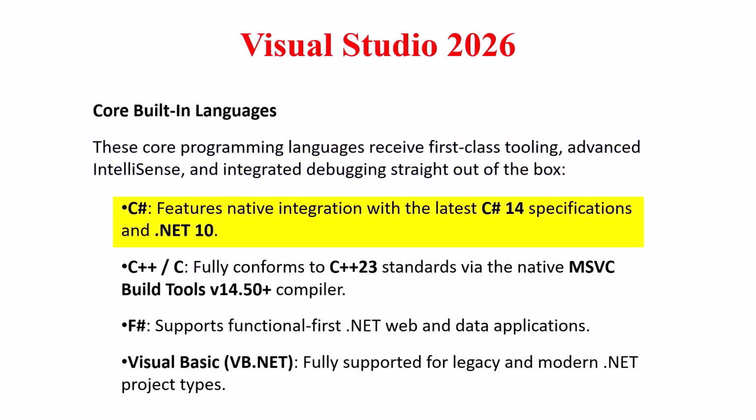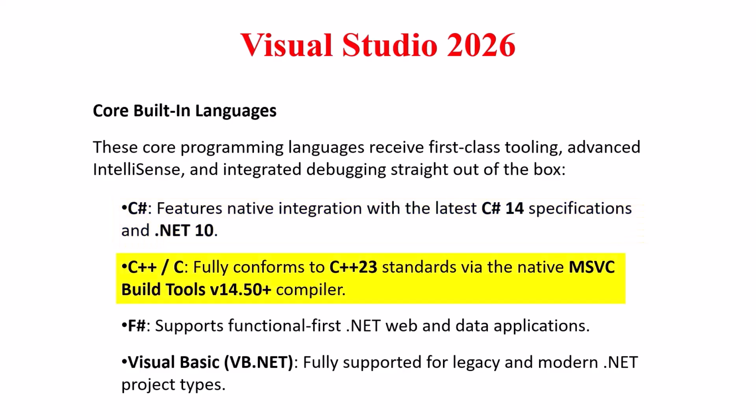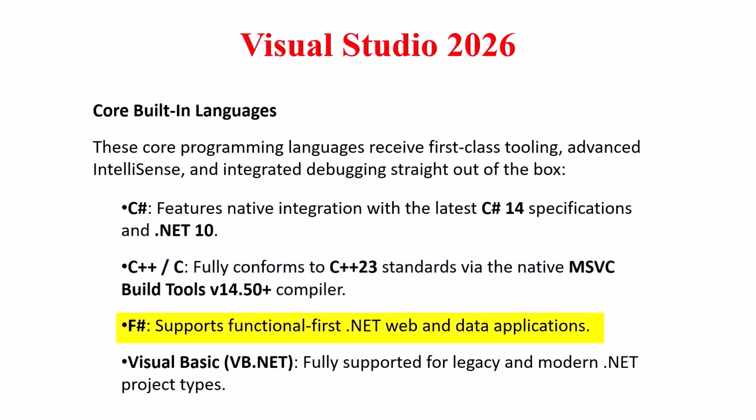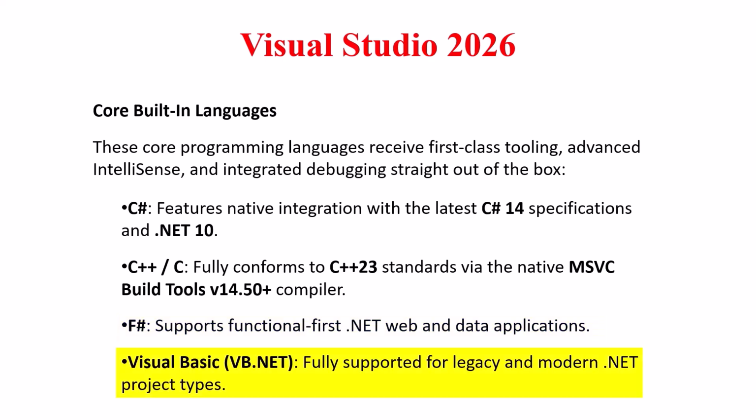C# features native integration with the latest C# 14 specifications and .NET 10. C++ and C fully conform to C++ 23 standards via the native MSVC build tools version 14.5 plus compiler. F# supports functional-first .NET web and data applications. Visual Basic, VB.NET, is fully supported for legacy and modern .NET project types.